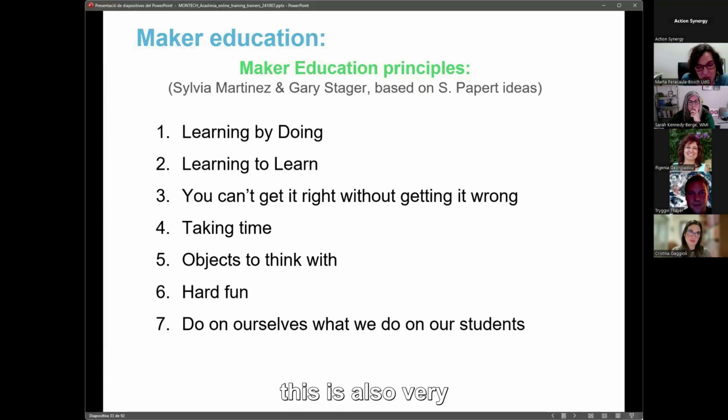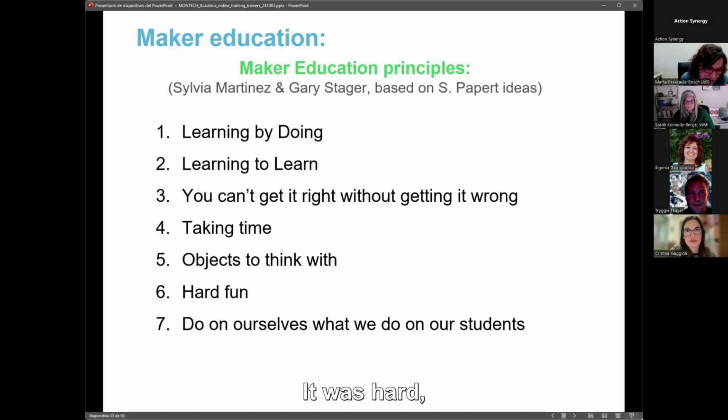Taking time, this is also very important in Montessori, because every child has his or her own path in time, and doesn't go to the next stage or the next proposed activity until reaching a stage where he or she is mature to go for it. Object to think with, also hard fun, and this is something that a child told to Papert.